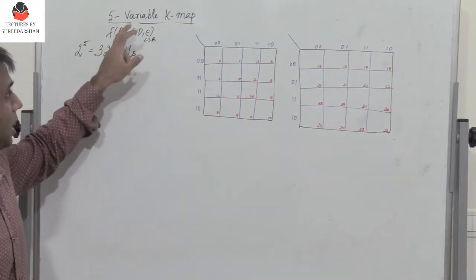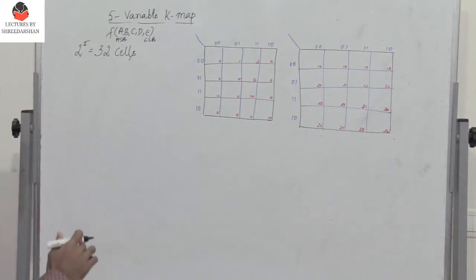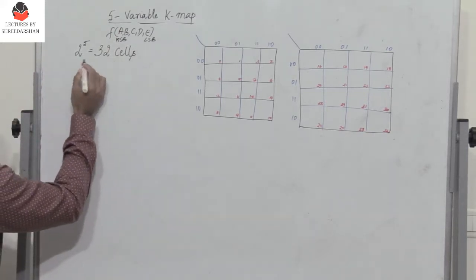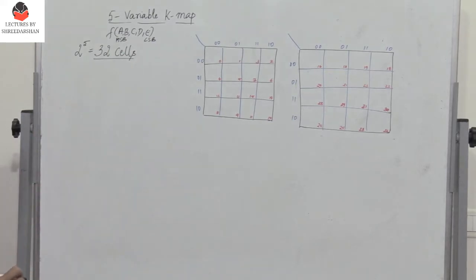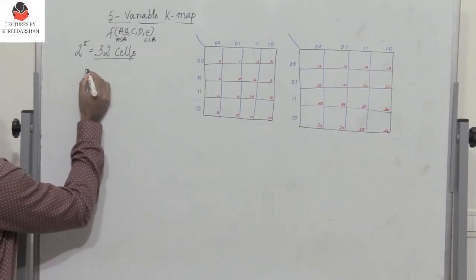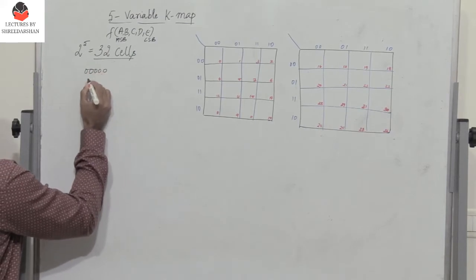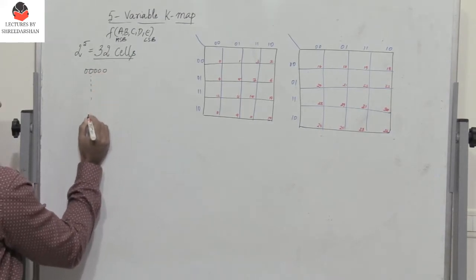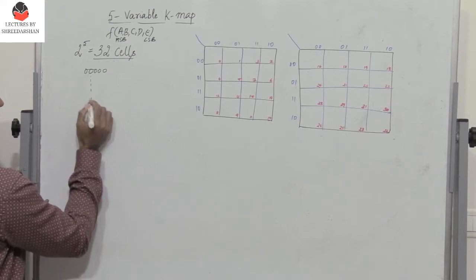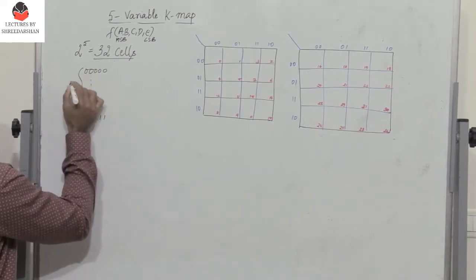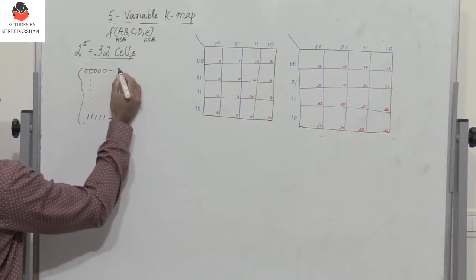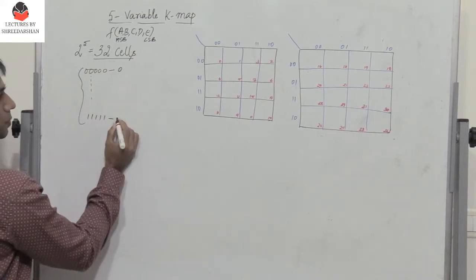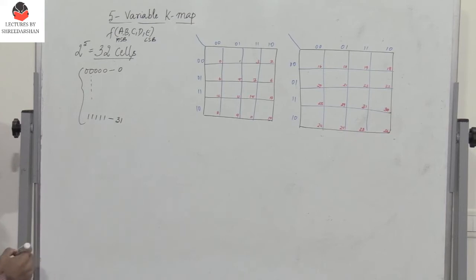But now since we have 5 variables, meaning that we need 2 power 5, that is 32 cells, or I have 0 0 0 0 0 to 1 1 1 1 1, right? So 2 power 5, which is 32. So I have the weights of these cells varying from 0 to 31.